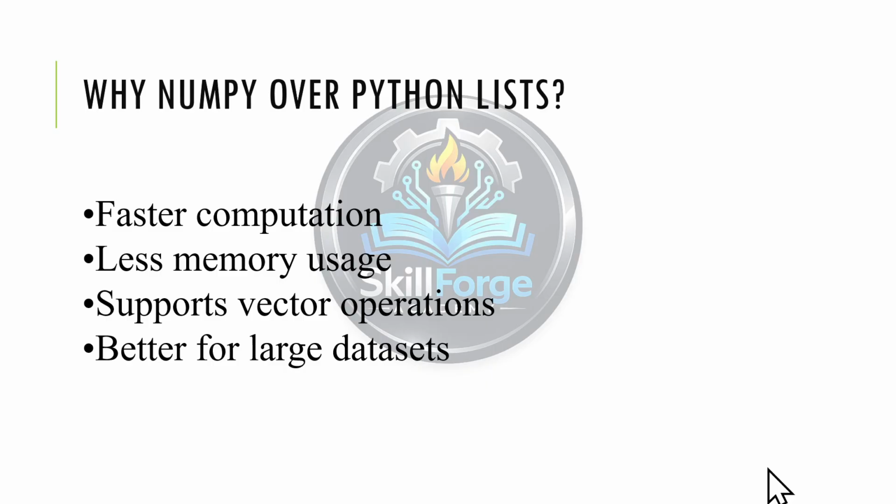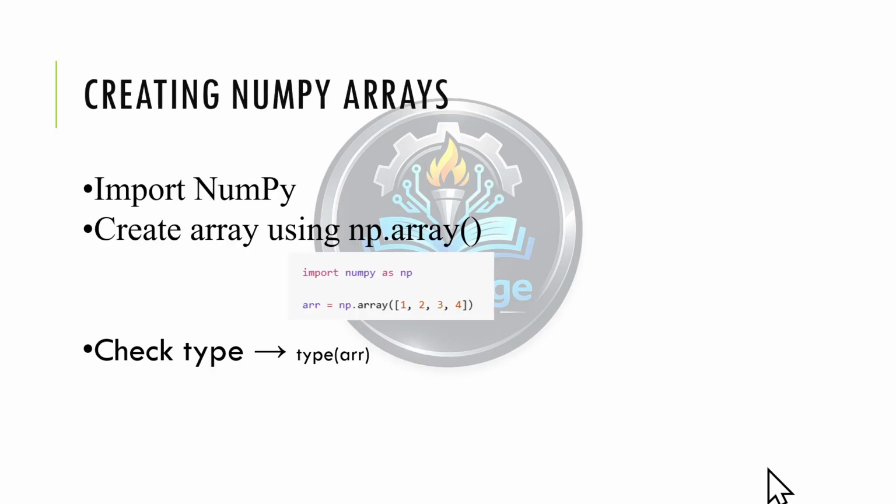Why not just use a Python list? The answer is performance. NumPy arrays are much faster than Python lists, especially when working with large amounts of data. They also use less memory, which makes them more efficient. Another big advantage is vector operations, meaning we can perform operations on the entire array at once, so instead of using a loop. That's why NumPy is preferred in machine learning, where we deal with large data sets and we need faster computation.